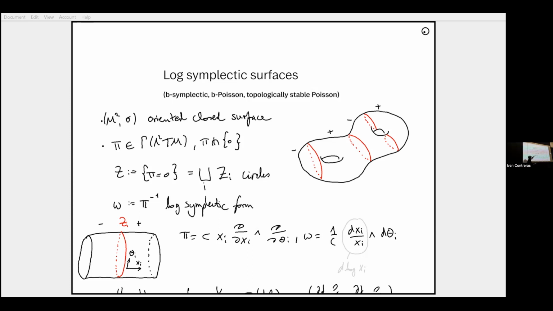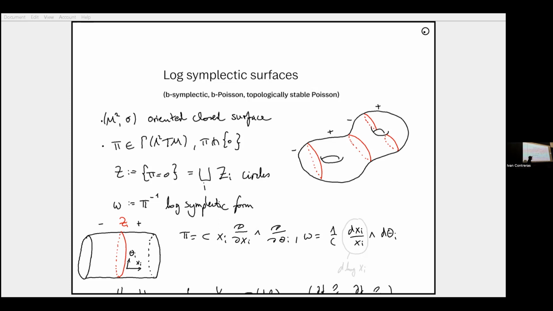I'm denoting that by Z and the separate circles by Zi, which divides the surface into separate connected components. You can see I've marked these components with signs. That's simply a sign to indicate the orientation given by this log Poisson or log symplectic structure relative to the global orientation that I've already picked. So it's plus if they agree, and minus if they don't agree. And every time you cross a singular circle, the orientation flips.